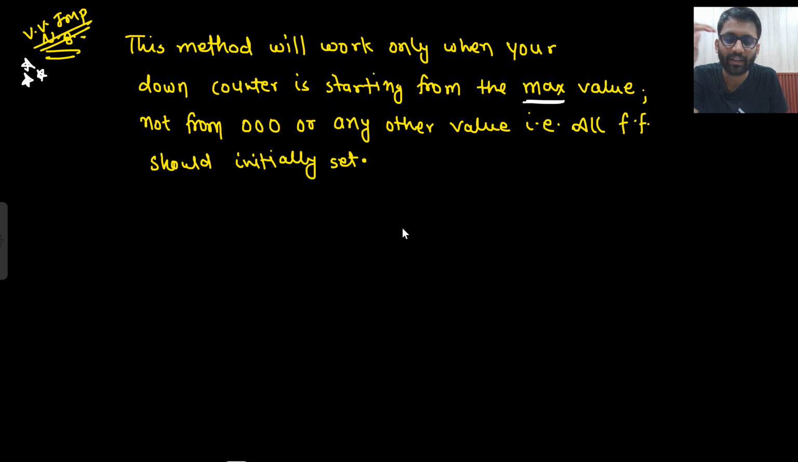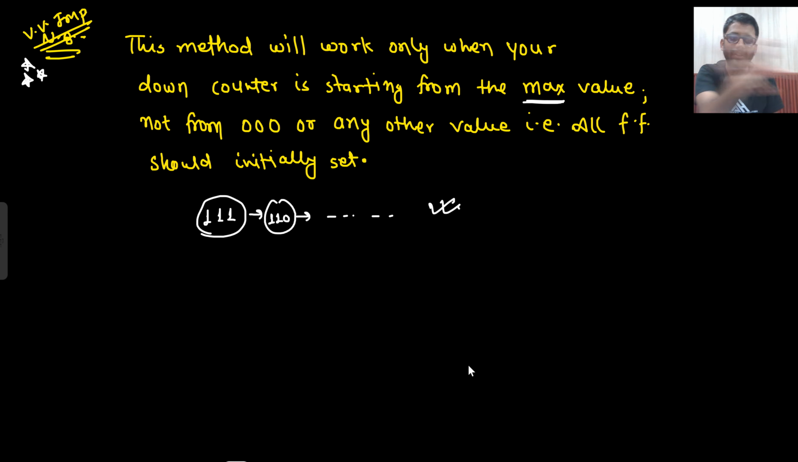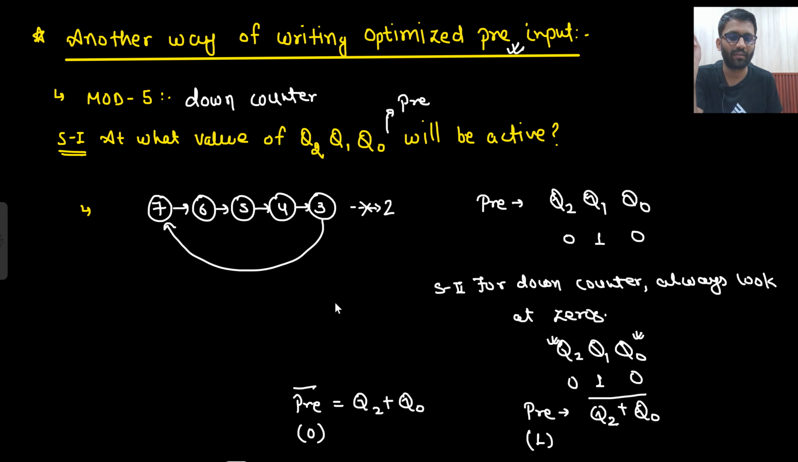So where will you expect yourself to start? From the maximum. If I am designing a down counter, I will expect myself to be at 1 1 1, then I will go to 1 1 0, and in that manner I will go, right? So for this particular expression, this method will be applicable.